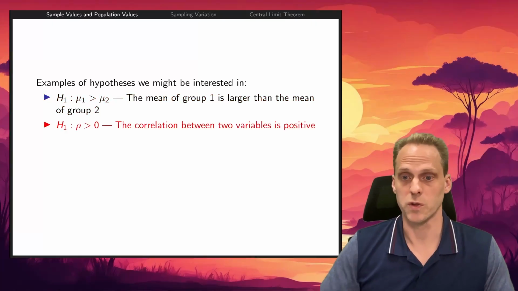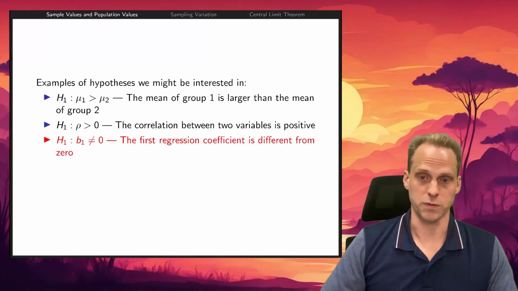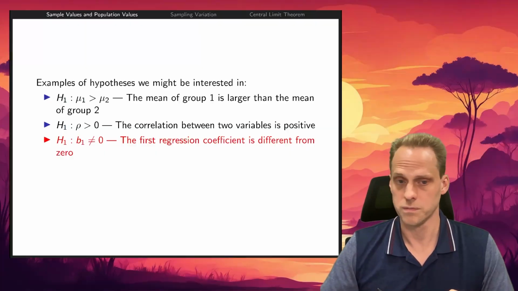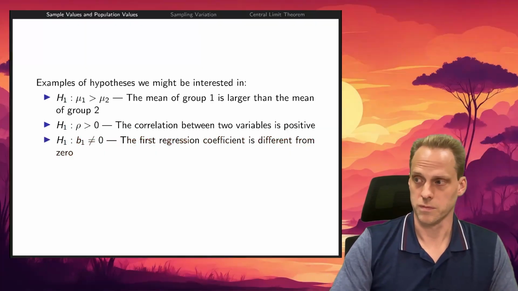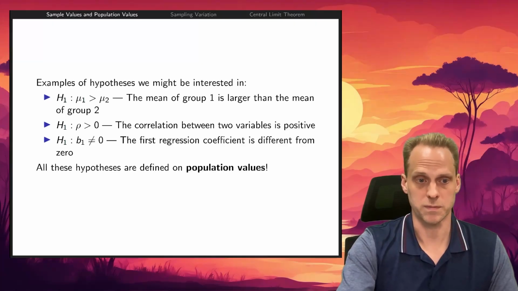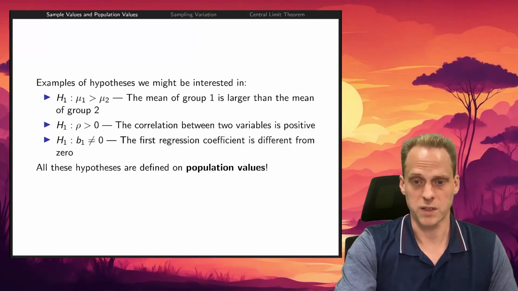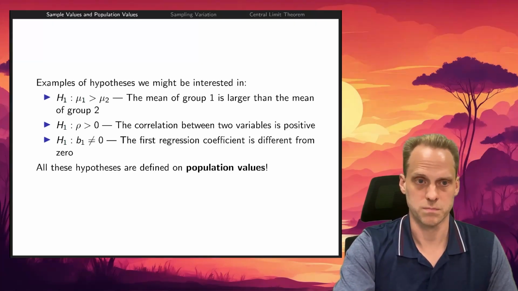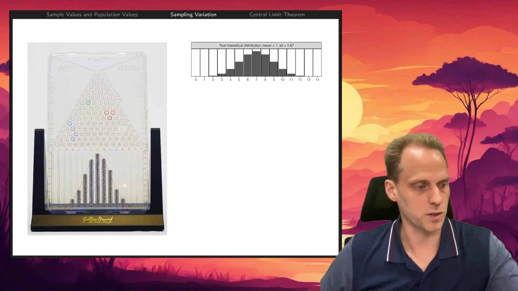The correlation between two variables is positive. The first regression coefficient is different from 0, etc. All these hypotheses are at the population level. They are defined on population values. Okay, so let's look at our Galton board again.